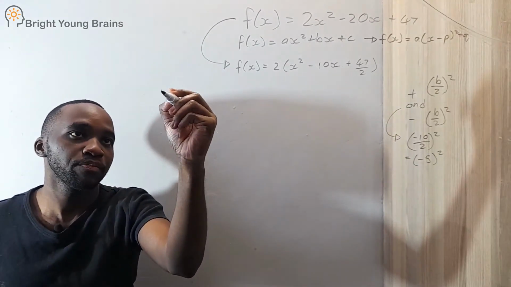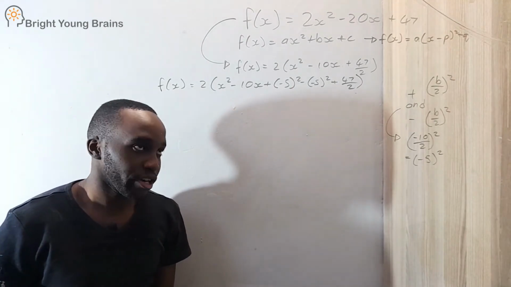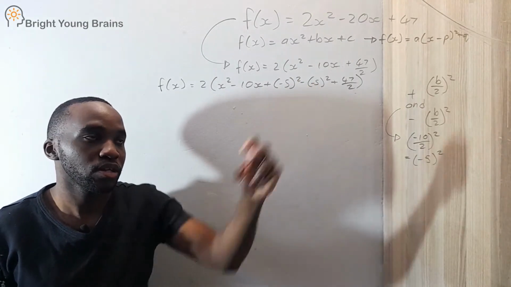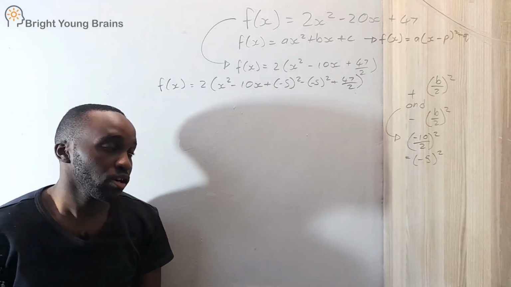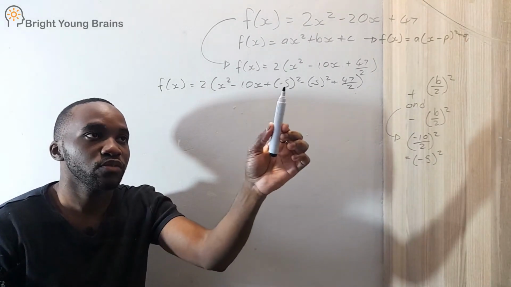So carrying on, this is what you are going to get. You see here we added the negative 5 squared and then we subtracted it afterwards. That's perfect, because now all you want to do is focus on the first 3 terms first.